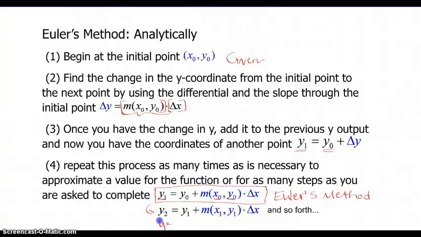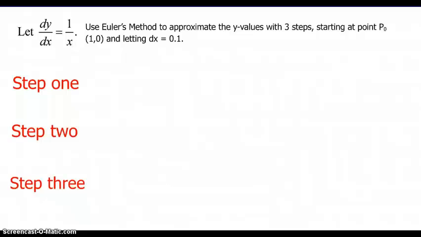Let's say we had to take a third step. What would the third step look like? Well, it's the previous y value plus the slope through the previous point times a step size. All right? Now, this is a product added to this value. Lots of times students will take y sub 2 and add to it the derivative and multiply the whole thing by the step size. That's not what's going on here. All right? So let's work a couple of examples and then we'll do some homework problems.